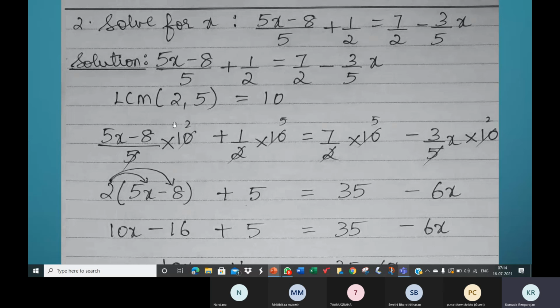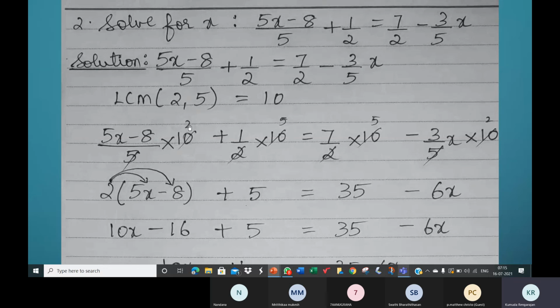Next step, multiply every term. We understood there are 4 terms. Multiply every term in the LHS and RHS by the LCM. So 5x minus 8 by 5 is the first term. Multiply by the LCM 10. Then write the next term plus half, multiply by 10, is equal to the first term in the RHS, 7 by 2, multiply by 10, minus 3 by 5x, multiply by 10. So after finding the LCM of the denominators, multiply every term by the LCM.